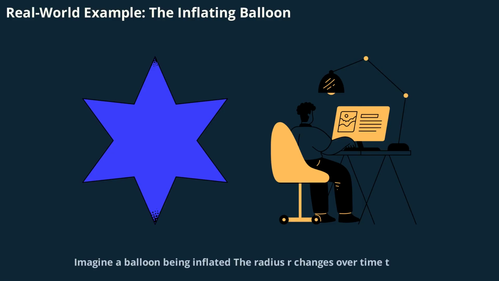Imagine a balloon being inflated. The radius r changes over time t, and the volume V depends on r. Using the chain rule, we can relate the rate of change of volume to the rate of change of radius: dV/dt equals dV/dr times dr/dt. This practical example shows how calculus connects different rates of change in real-world situations.